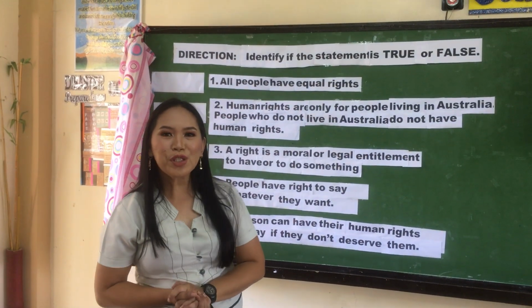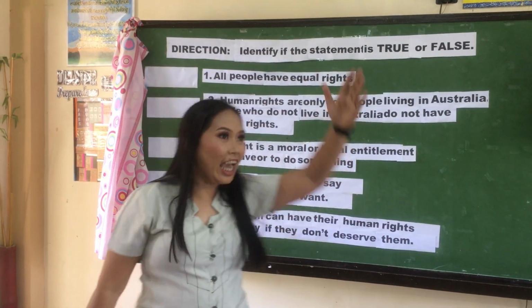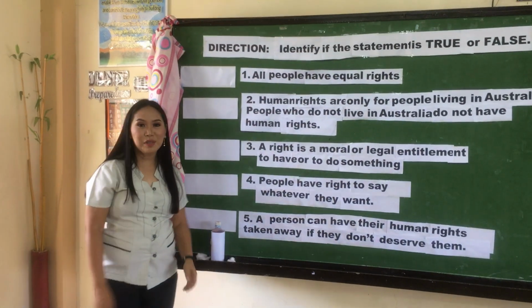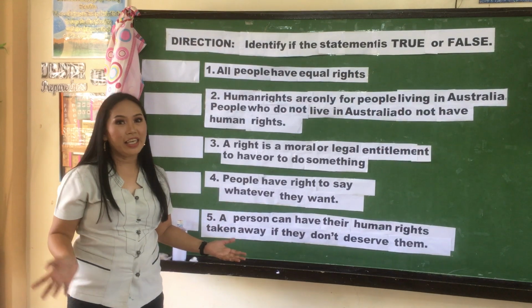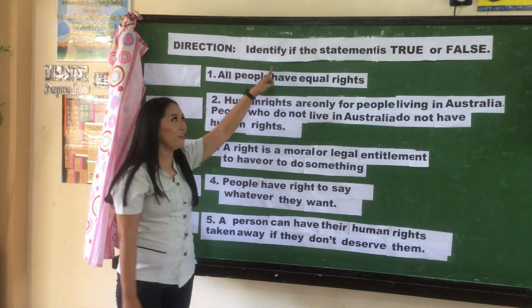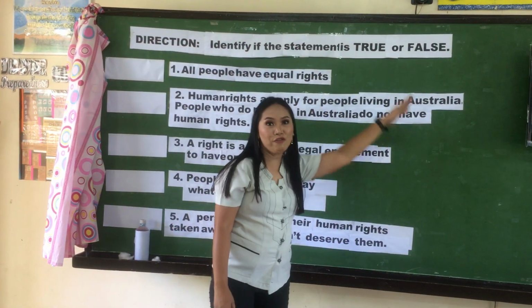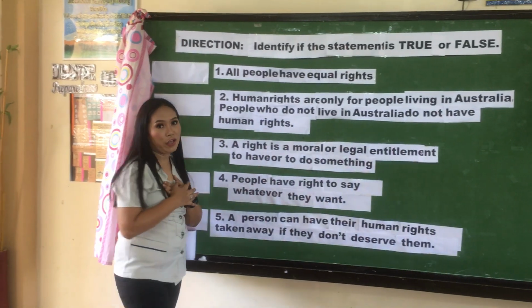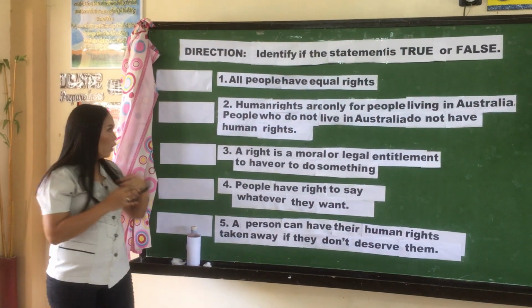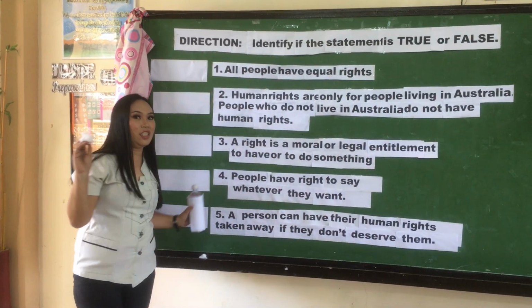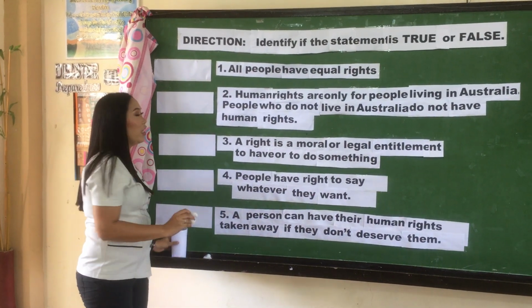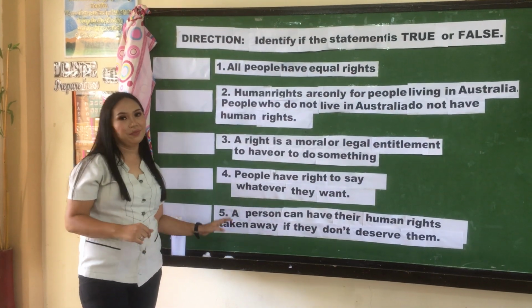Okay, class, before we proceed to our new topic for today, I have prepared the following questions for me to know if you have prior knowledge of what I will discuss this day. The direction is to identify if the statement is true or false. To let me know if your answer is correct, I will scratch the space provided before the number using a piece of cotton and a red dye to reveal if your answer is right or not.